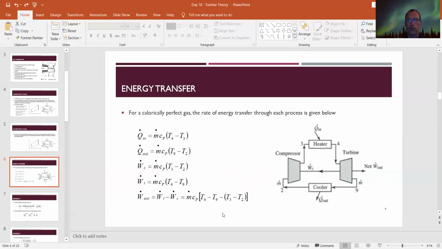Then total work out. Again, for my turbine, I have the total work from the turbine, WT. I need to take away whatever work was done on the compressor. So WT minus WC is my total work out based on these equations. That's m dot Cp, T4 minus T9, total work from the turbine, minus T3 minus T2, work that the compressor took away. And so that's my total net work out.